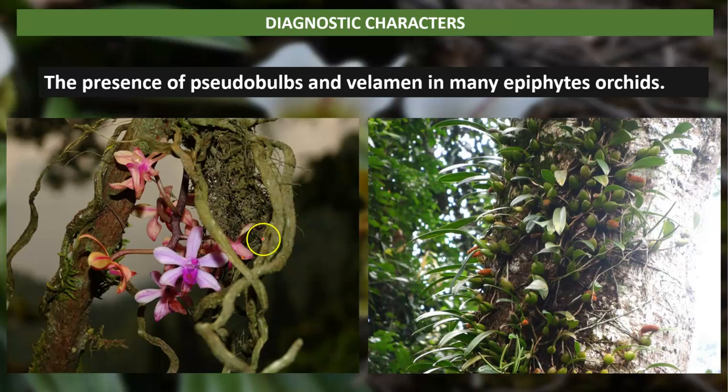And you see here these are the velamen roots. Velamen roots are multicellular soft tissues which absorb water and moisture from the environment. And you see here that bulbous organ, that organ is the pseudobulb.